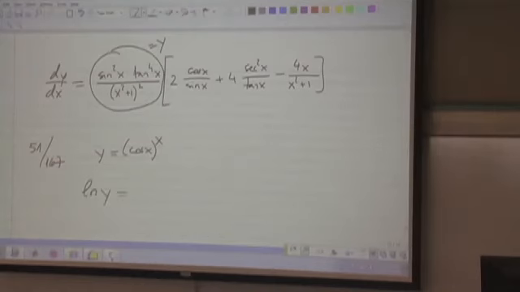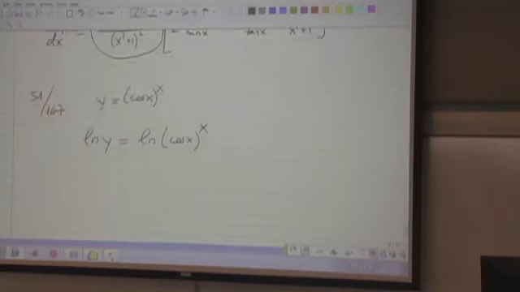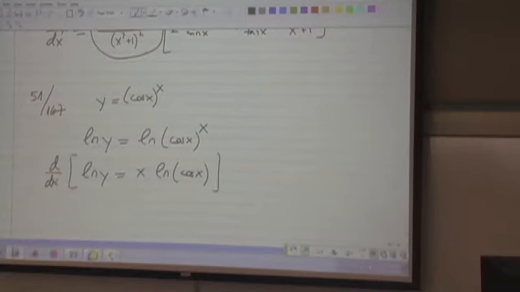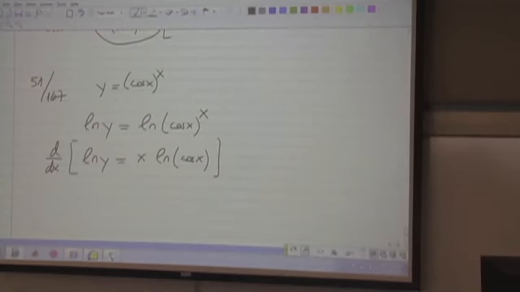Let y equal cosine of x to the x power. Then ln of y is equal to ln of cosine of x to the x power, which means ln of y is equal to x times the natural logarithm of cosine of x. And now we implicitly differentiate both sides. What do you get on the left hand side? 1 over y dy dx. What do you get on the right hand side?